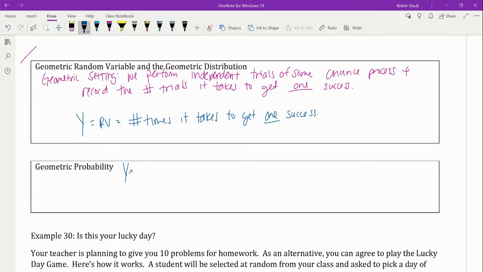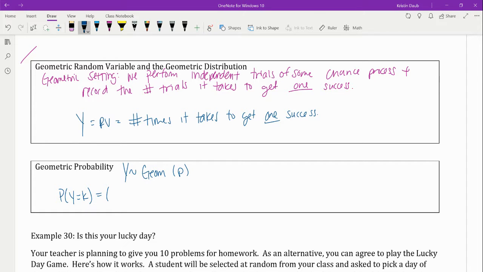So to define the geometric probability, we will know that y is distributed geometrically, and we can just put geom with probability of success p. Unlike the binomial distribution, we don't need to say what n is because we actually don't know what the number of trials is before we start our process. And the formula that we're going to use, we want the probability that y is equal to some number of trials it's going to take, and that y equal to k.